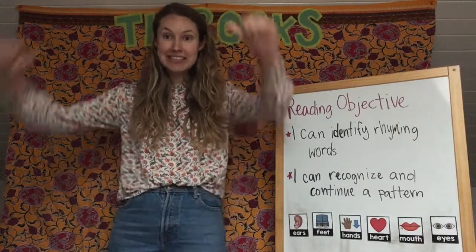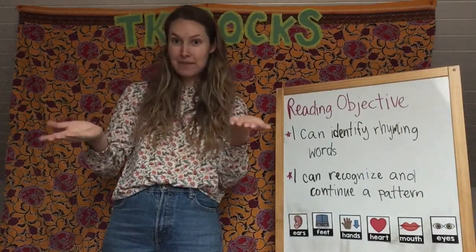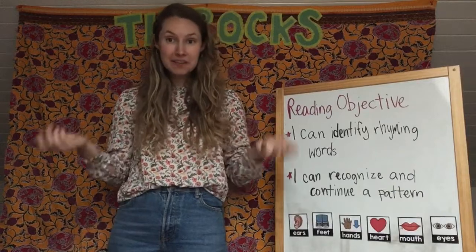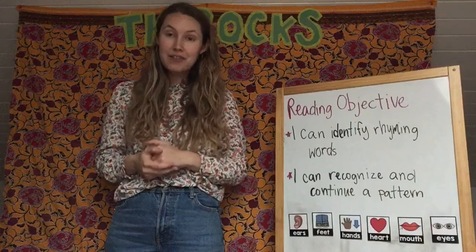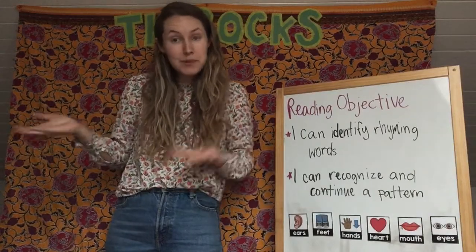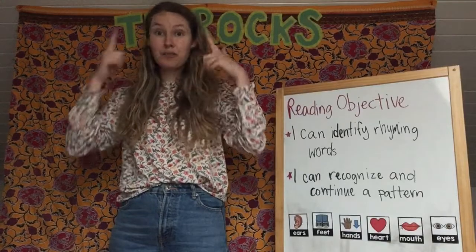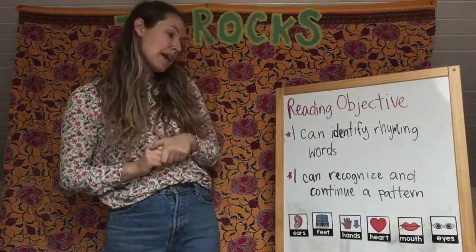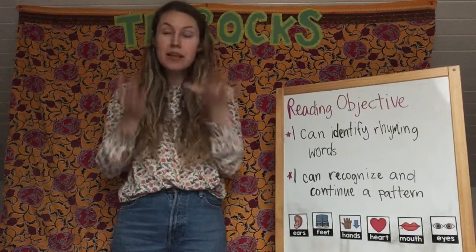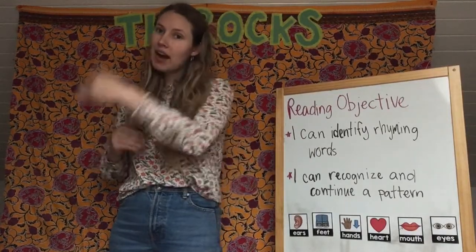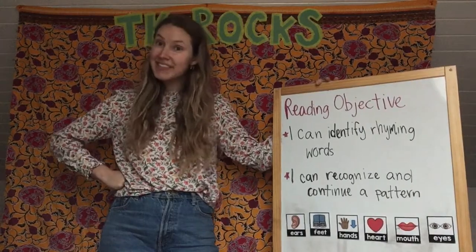Our first objective is I can identify rhyming words. So we're going to be hearing different words and deciding, do they rhyme? Or hearing a word and figuring out what word rhymes with it. Our second objective is I can recognize and continue patterns. So we're not just seeing them, but we're also thinking, what comes next? We need to look at what comes after them. Let's head down to the screen and get started.